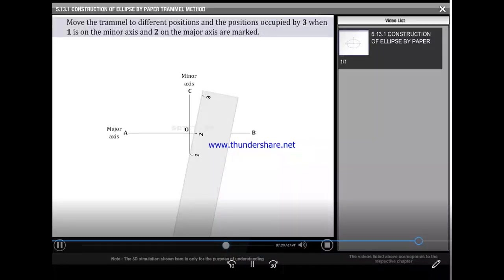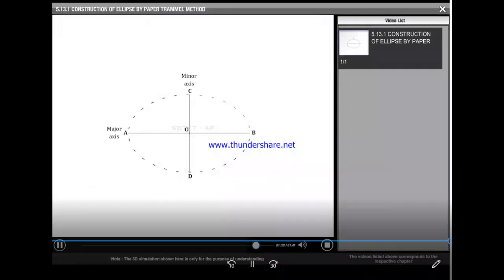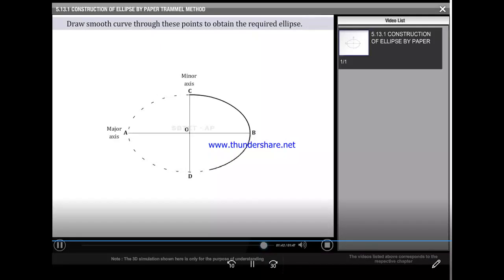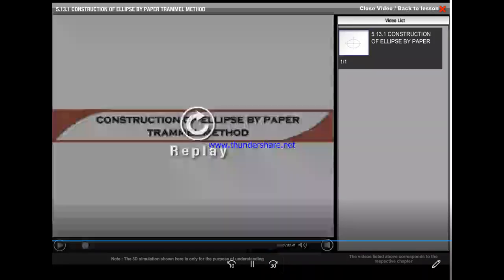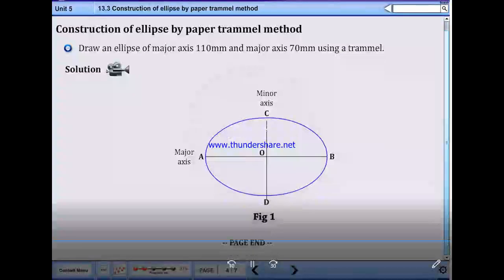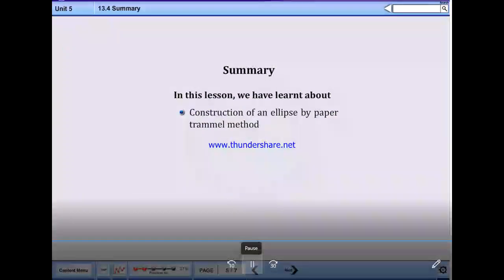Move the trammel to different positions and mark the positions occupied by 3 when 1 is on the minor axis and 2 on the major axis. Draw a smooth curve through these points to obtain the required ellipse. This method is also called the major and minor axis method. So remember that.